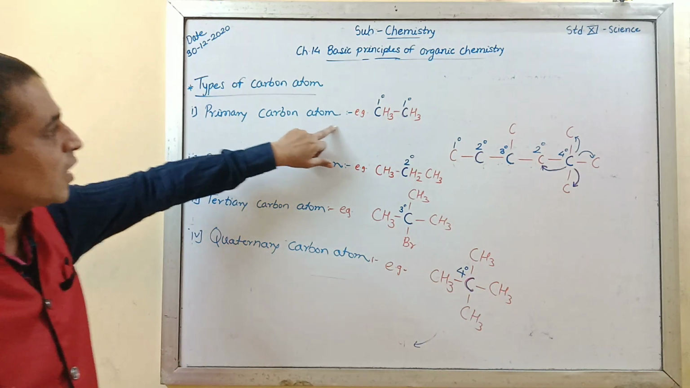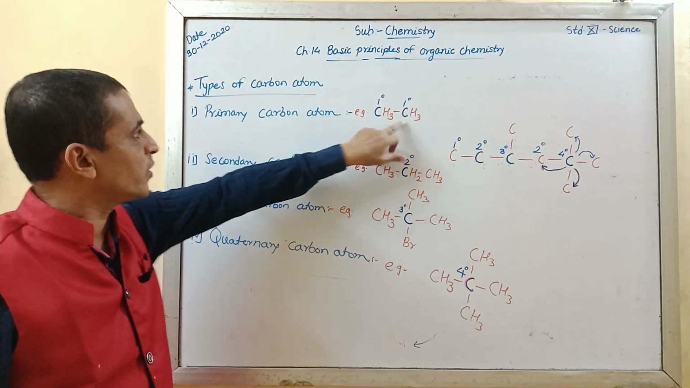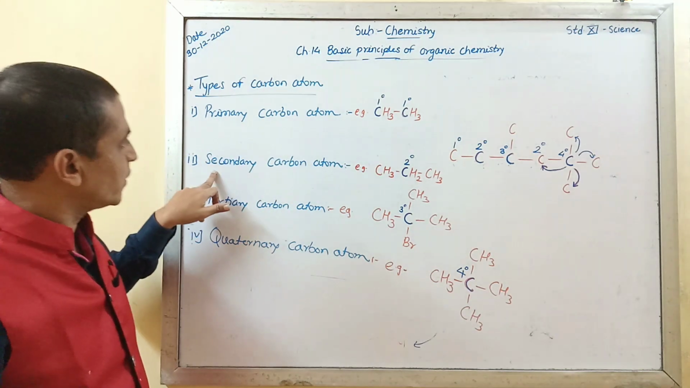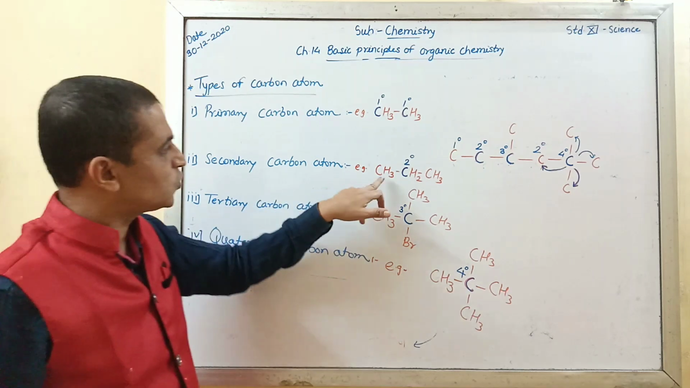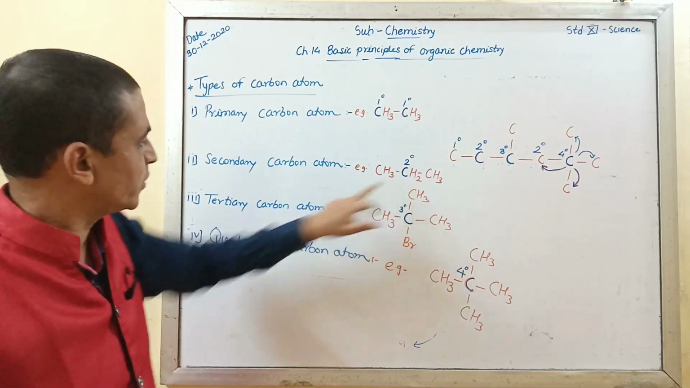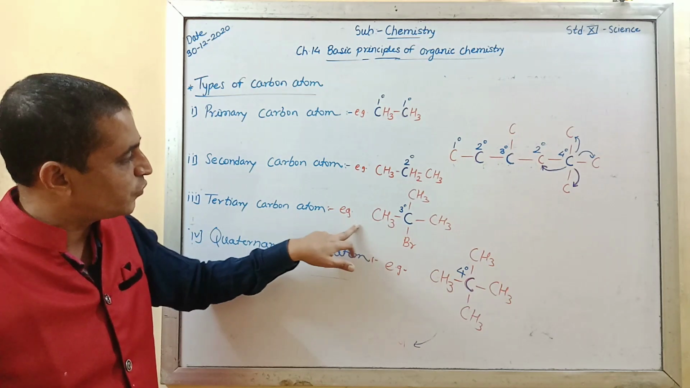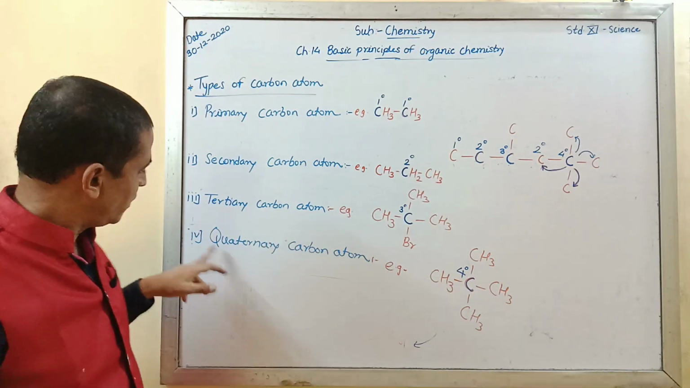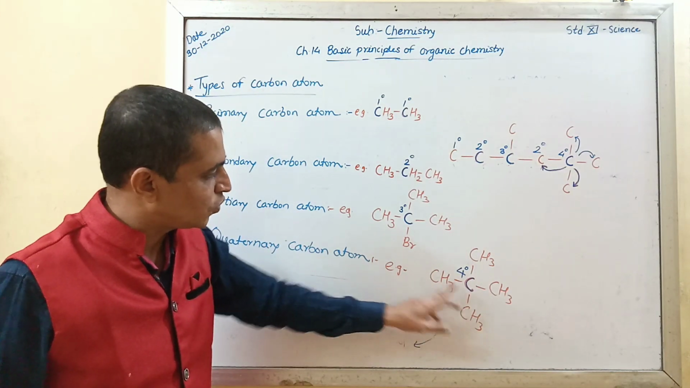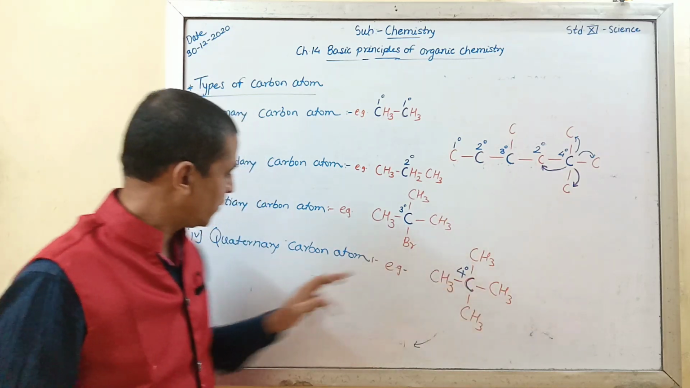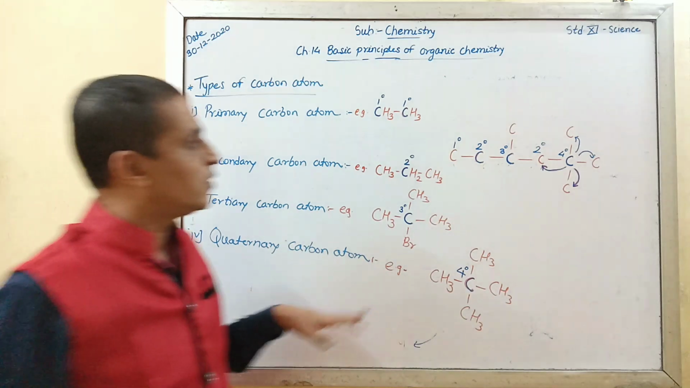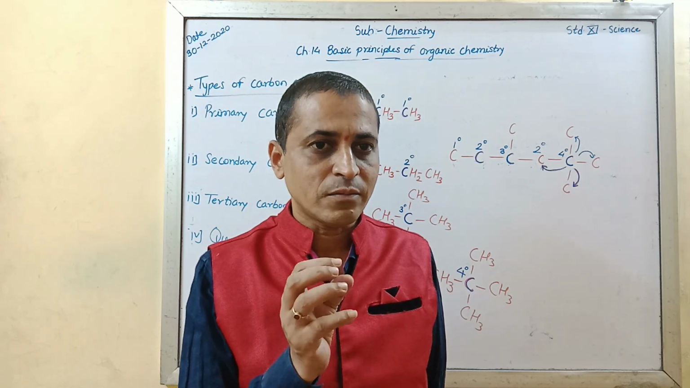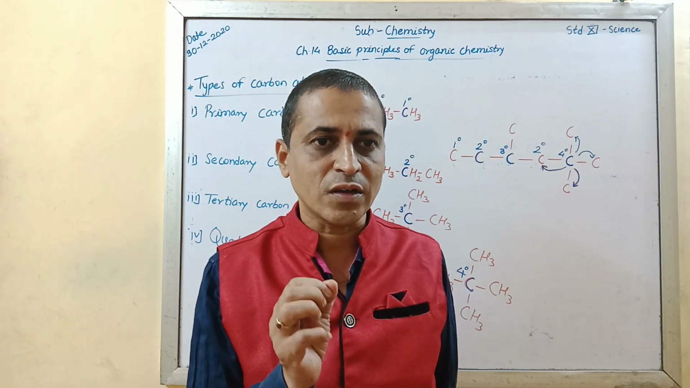Now, how do you define primary carbon atom? A primary carbon atom is the carbon atom which is bonded to only one carbon atom, or it must be the first carbon atom. A secondary carbon atom is the carbon atom which is attached to two other carbon atoms. A tertiary carbon atom is bonded to three other carbon atoms, 1, 2, 3. For quaternary, the carbon atom is attached to four carbon atoms, 1, 2, 3, 4. So it is called what? Quaternary carbon atom.